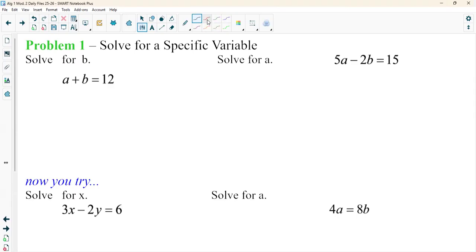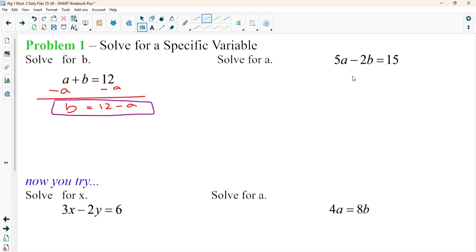Big idea here is we want to treat this just like solving any other equation, and we want to get what we're looking for by itself. So in this case, we're solving for b. So we've got a plus b equals 12. We want b to be by itself. So I've got a positive a here. I need to move that to the other side. I'm going to be left with b is equal to 12 minus a, and that's actually all we're looking for here. We're just trying to get our variable 100% on its own.